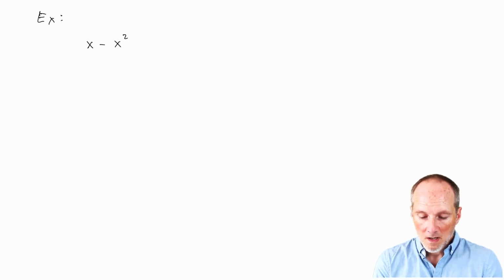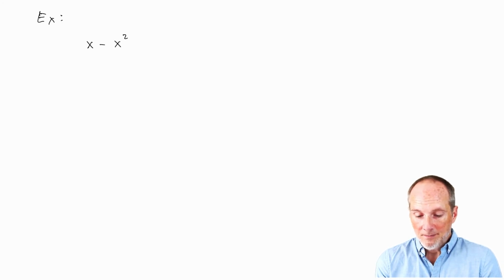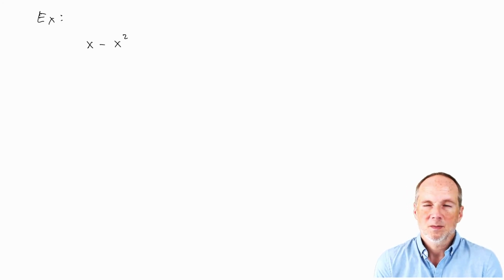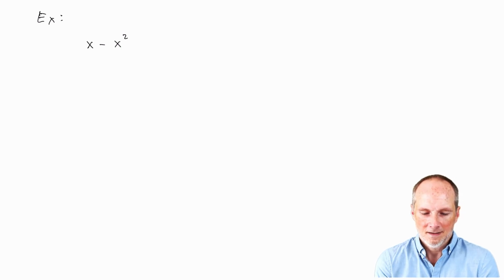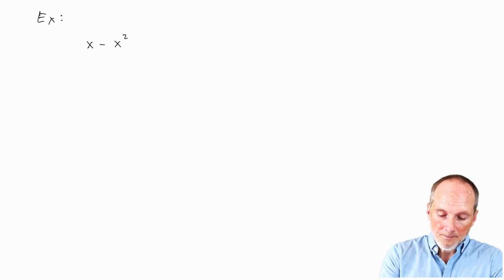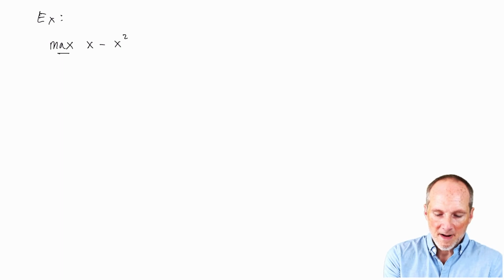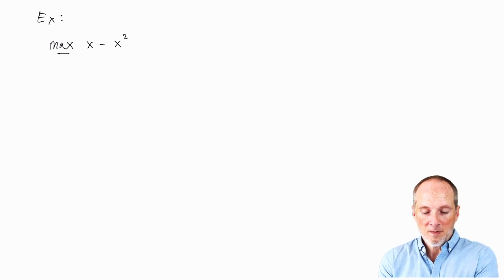So yeah, how do we do that? Well, we could just guess, I guess, but x can take an infinite number of values, and there's no way we can plug every value of x in there and find this maximum. So we have to be a little more clever than that. Now, the way we express a maximization problem is we say max, and then we write the function that we want to maximize.